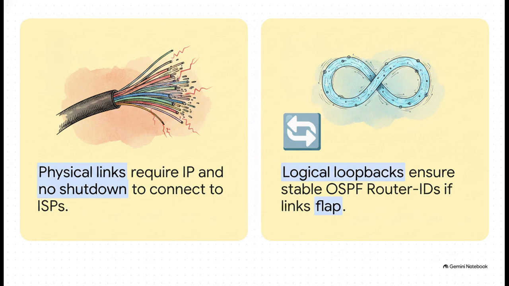Creating a loopback ensures that routing protocols like OSPF always have a consistent, stable router ID. So if an infamous backhoe cuts your physical WAN fiber and causes that link to flap rapidly up and down, your logical loopback stays perfectly up, keeping your internal routing domain completely stable.